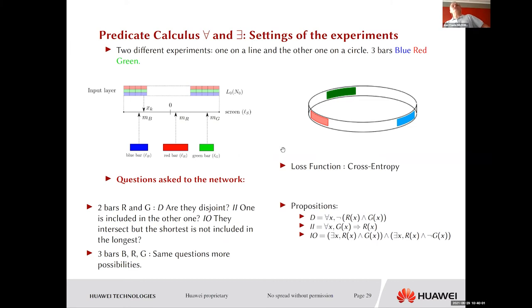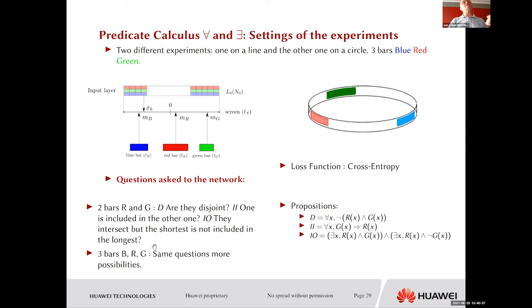Okay, we have also done some experiments based on predicate calculus. In this case, we have considered, very quickly, two or three bars. It could be a red bar and a green bar, or also a blue bar in our experiments. And we were considering an interval, so a line, or it could also be a circle. So we have also tried to consider a line modulo something.